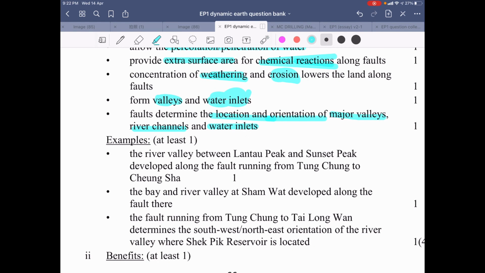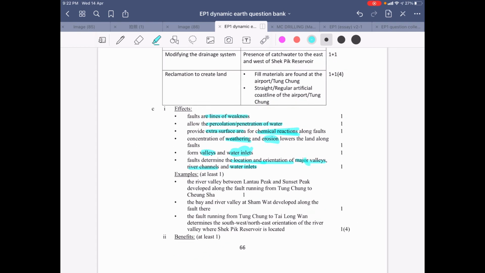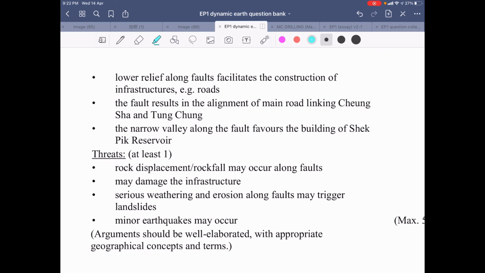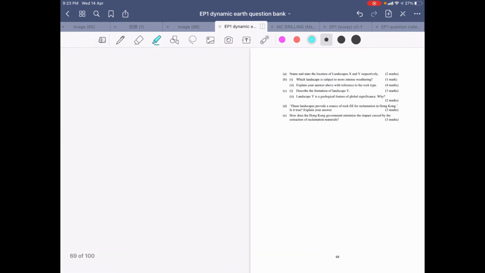Then this one will be according to this question, which is talking about Lantau Island, and what the benefits are. As I've said before, mainly roads, building up links between Tung Chung and Cheung Sha, and the building of a big reservoir. What are the effects? You can also see the case of the Shing Mun Tunnel. It may produce rockfall and landslide, and it may damage infrastructure, just like the Shing Mun Tunnel, I mean. Serious weathering and erosion may trigger landslides, and even minor earthquakes may occur. I first time to know that.